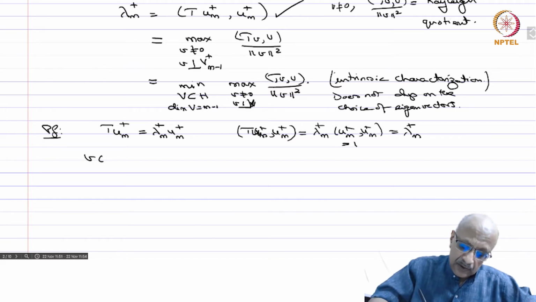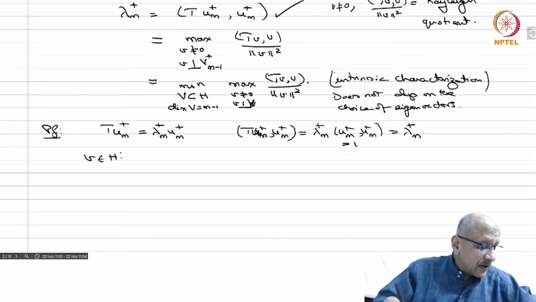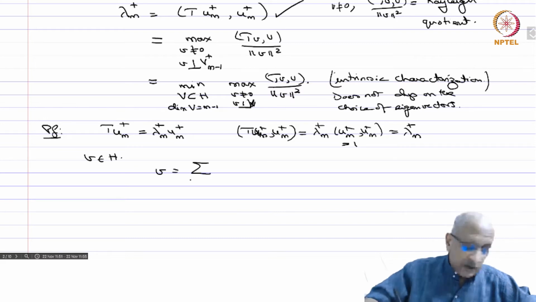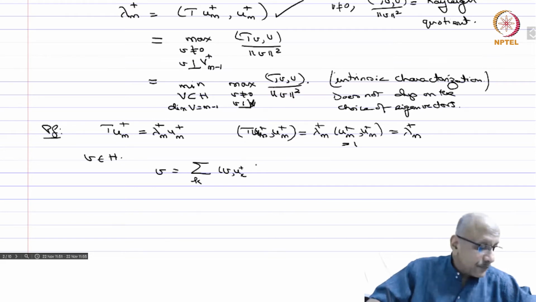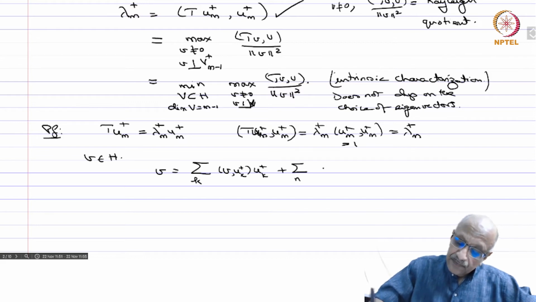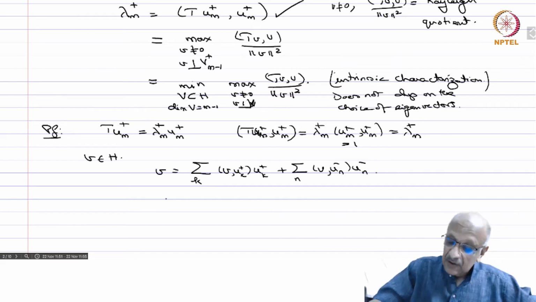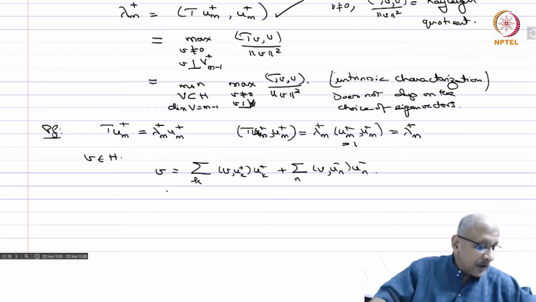Now let us see the second. So let v belong to H. You have an orthonormal basis of eigenvectors, and therefore you can write v = sigma over k <v, u_k^+> u_k^+ plus sigma over n <v, u_n^-> u_n^-. I am not writing the limits because, as I said, they may be finite, infinite, they may not exist, etc. So we are just writing sigma over k, sigma over n.